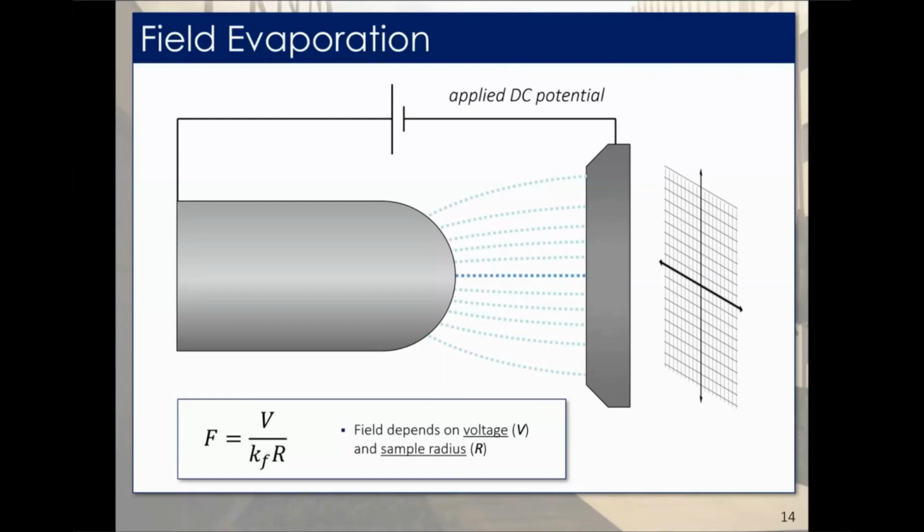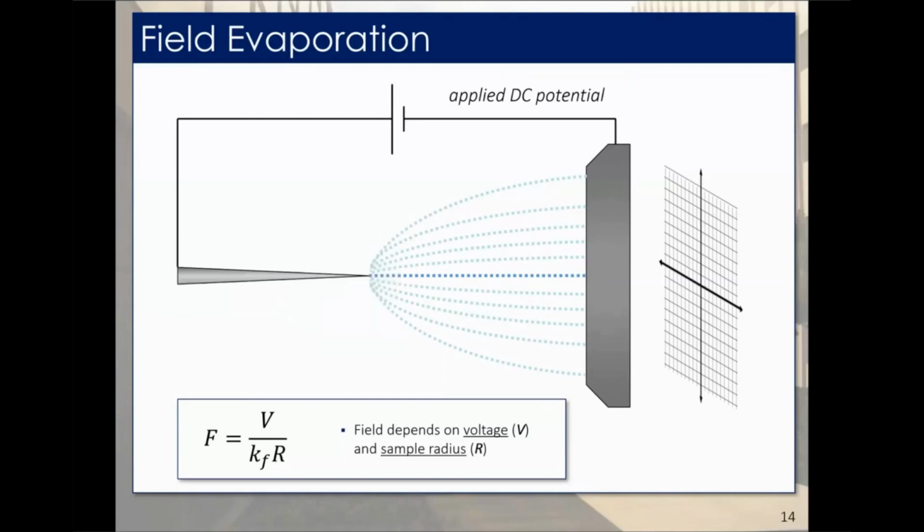So to really get that field strength concentrated on our sample, we need a little bit of a contribution from the sample itself. And we get that through its shape. As we see from the equation on the bottom there, the electric field strength will be essentially proportional to the applied voltage, but inversely proportional to the sample radius. So by making our samples a very fine, nano-tipped needle, we can get that field strength to the levels that we need to get field evaporation to occur.